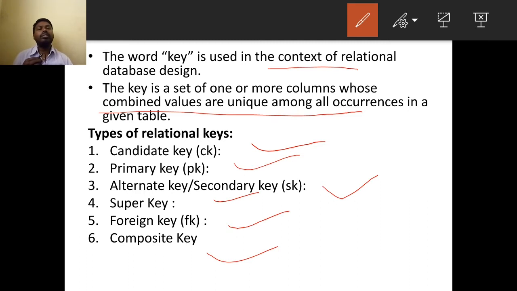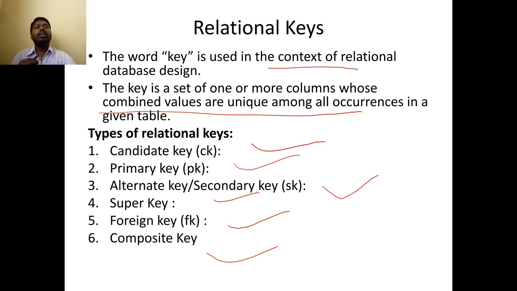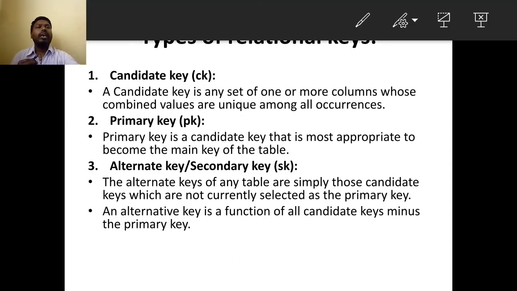So these are all the 6 relational keys available in a database. We will see them one by one. First, candidate key. A candidate key is any set of one or more columns whose combined values are unique among all occurrences. So a candidate key may be one or more columns whose combined values are unique among all the occurrences.